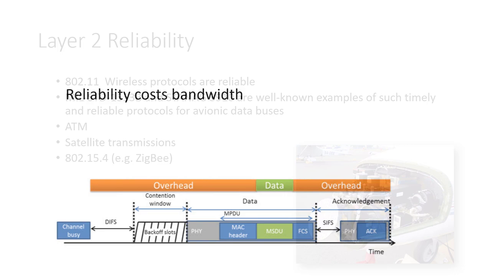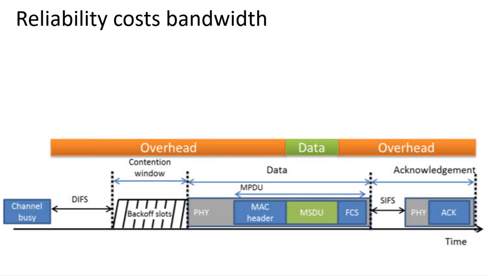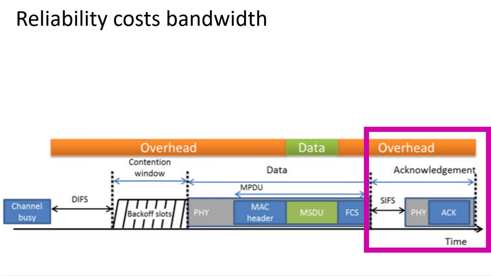Reliability always costs bandwidth. If you look at the frame below, this is a wireless frame, and you'll see the green data slot. And then at the very end on the right-hand side, you'll see an orange overhead marker. That shows you where the acknowledgement packet has to be sent back to the wireless transmitter receiver. This costs you bandwidth. But in the case of many of these protocols, they need that reliability.